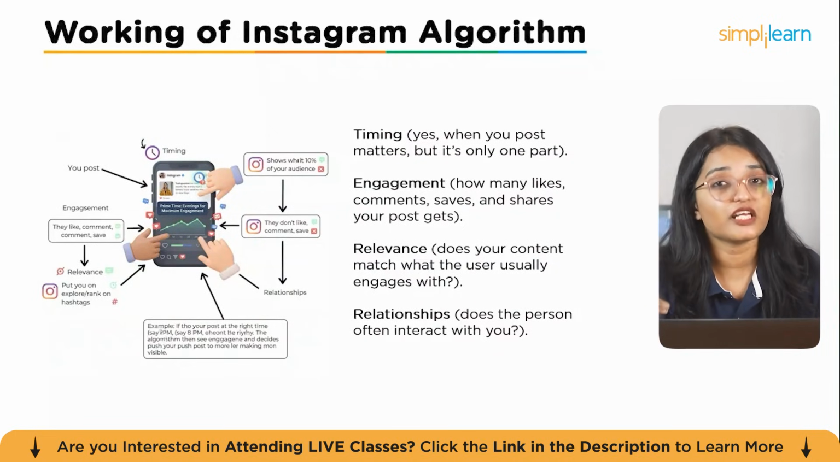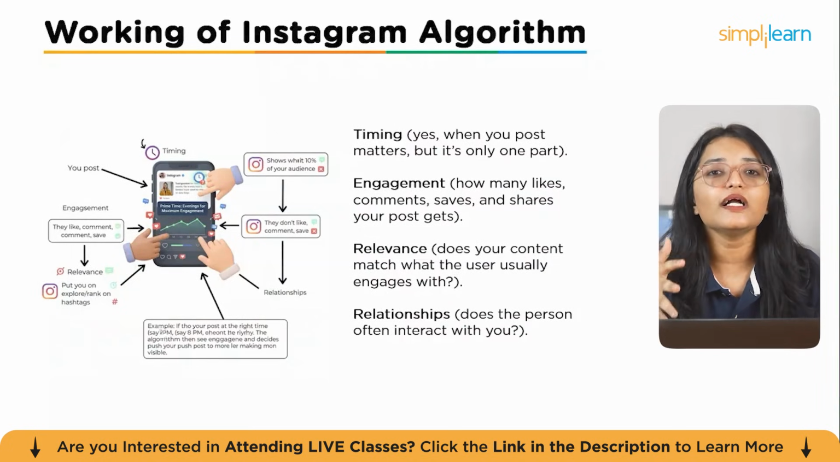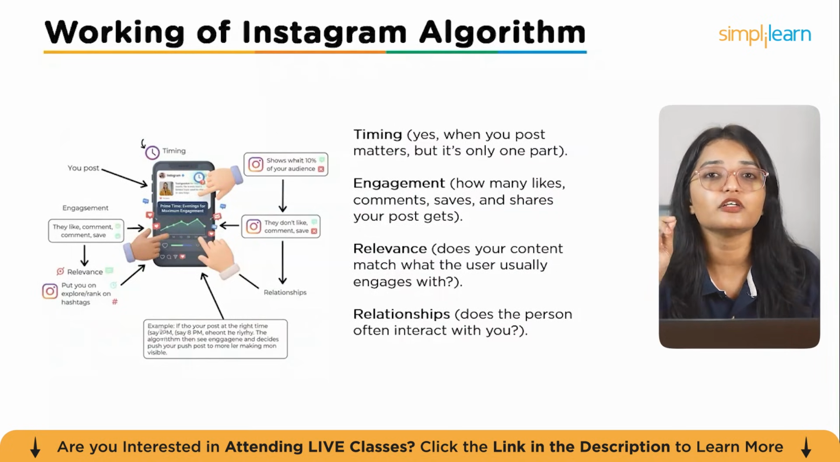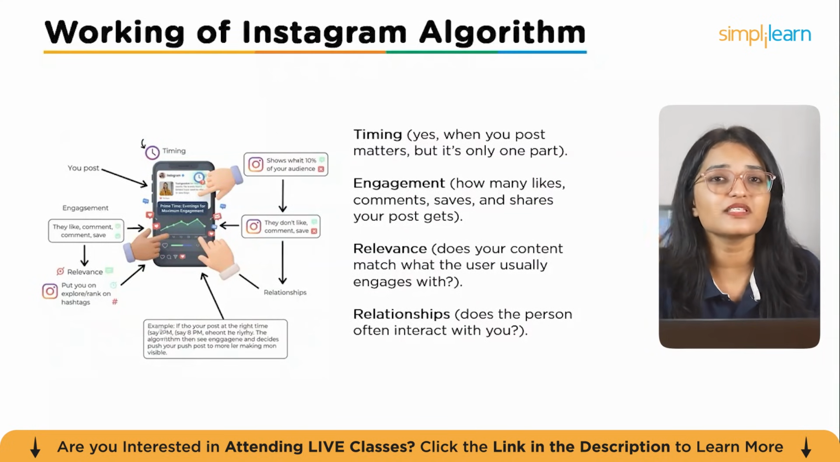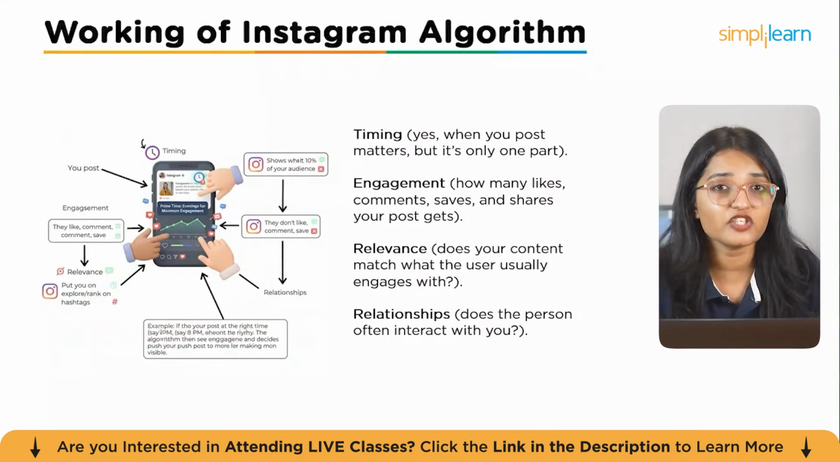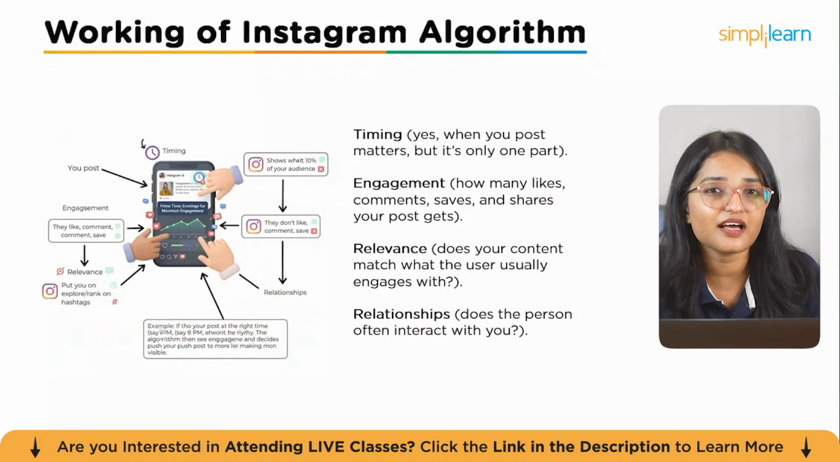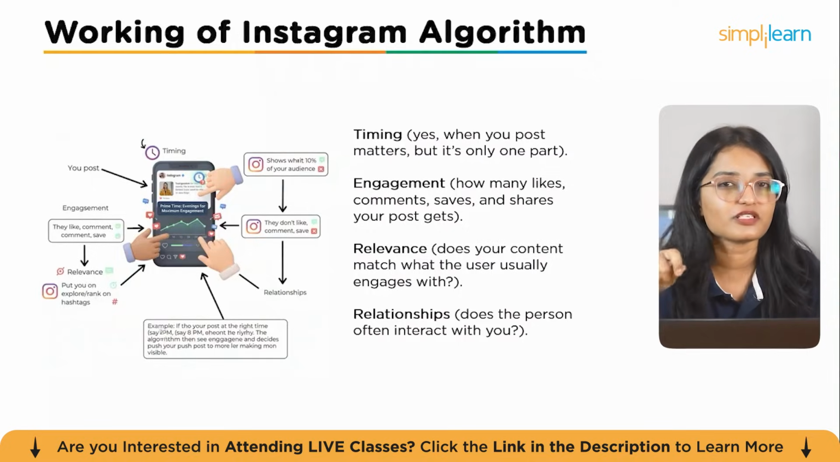It also depends on relationships. Like, does the person often interact with you or not? So while timing matters, the algorithm is much bigger. It decides whether your post is shown to more people, boosted into Explore, or hidden lower down in feeds. For example, if you post at the right time, say like 8 p.m., you might get good engagement right away. The algorithm then sees the engagement and decides to push your post to more people, making it even more visible.